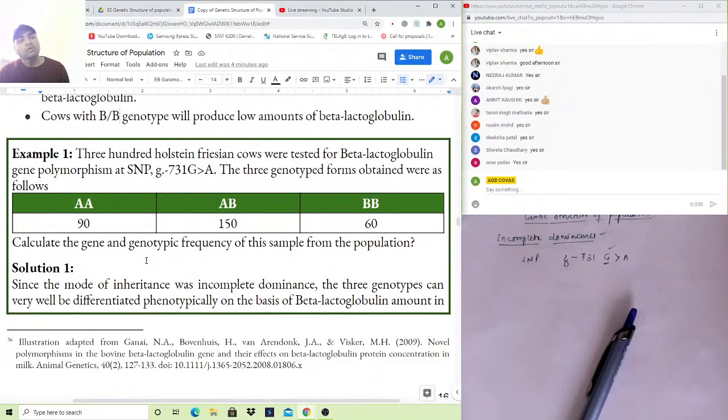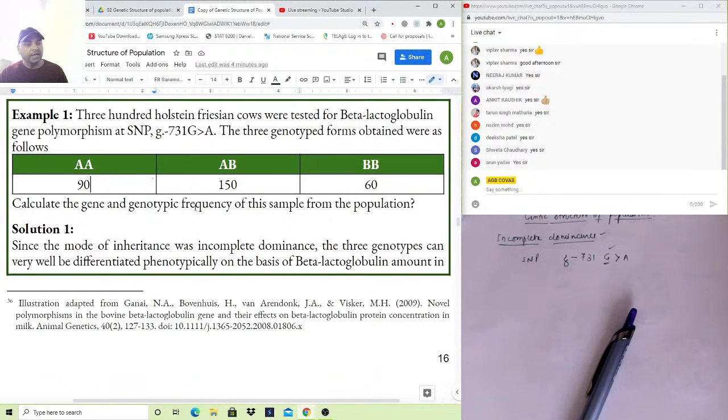Okay. Now, say for example, out of these 300, we have AA genotype 90 cows, AB genotype 150 cows, and BB genotype 60 cows. So calculate the gene and genotypic frequencies of this sample from the population. Okay, so now we have to calculate the gene and the genotypic frequencies, right?